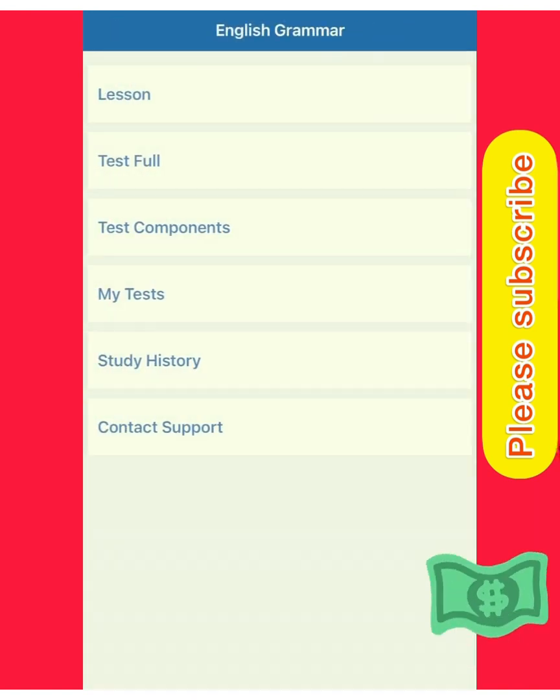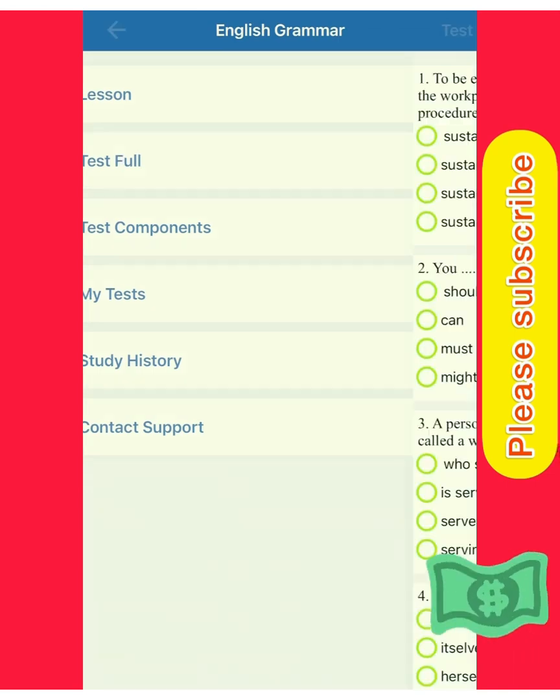Now I go to the third part of this course. The third part is the final test that you will take, and the test you do will earn you your certificate. So let's look at it.